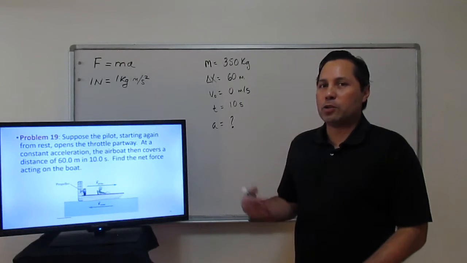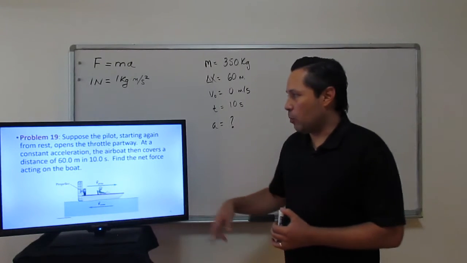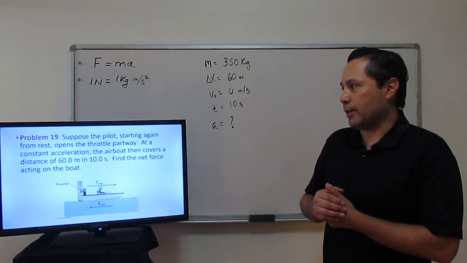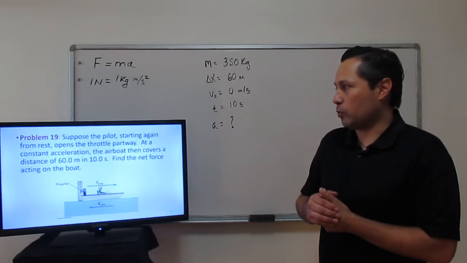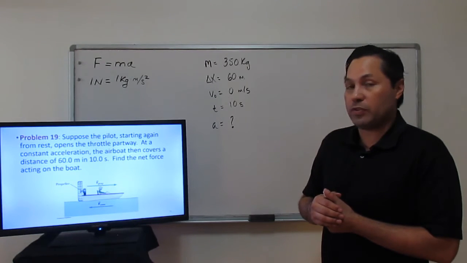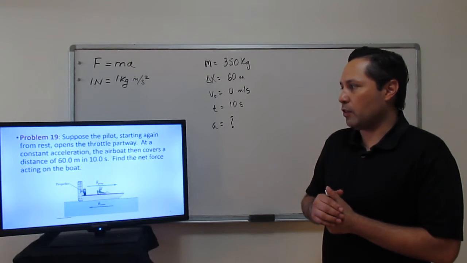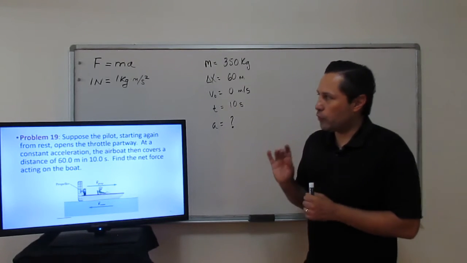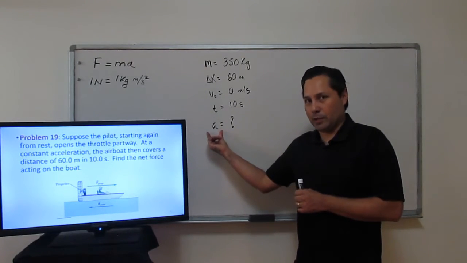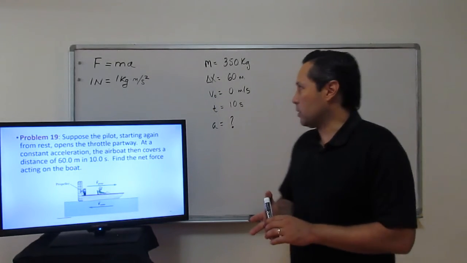This problem piggybacks on the previous problem that we had done, and so it's the same airboat. Now they ask us, suppose a pilot, starting again from rest, opens up the throttle part way. At a constant acceleration, the airboat then covers a distance of 60 meters in 10 seconds. Find the net force acting on the boat. To find the net force acting on the boat, we're going to get the acceleration first, then plug it into this formula, and we're going to get our answer.